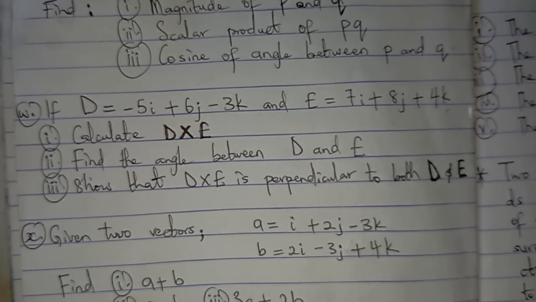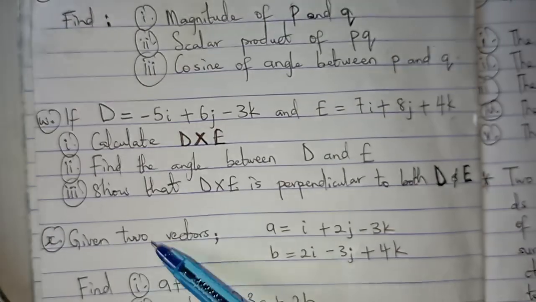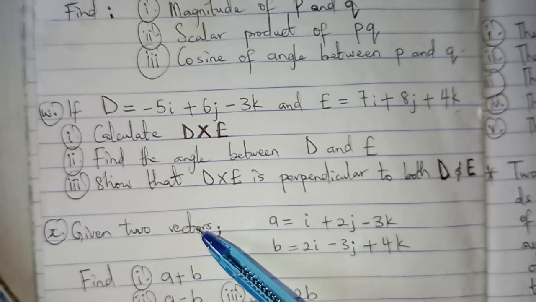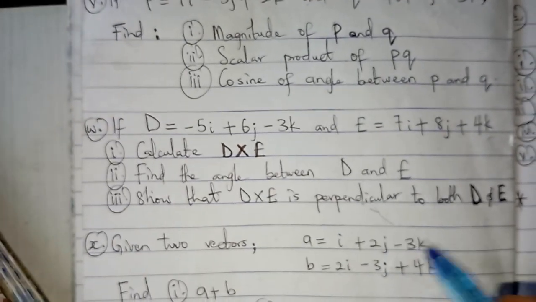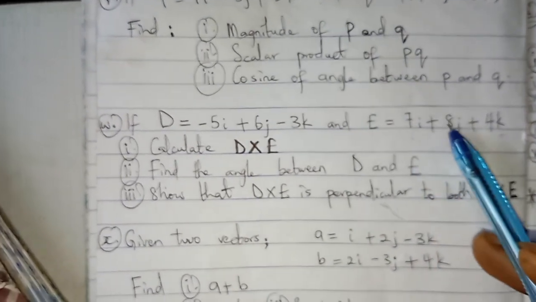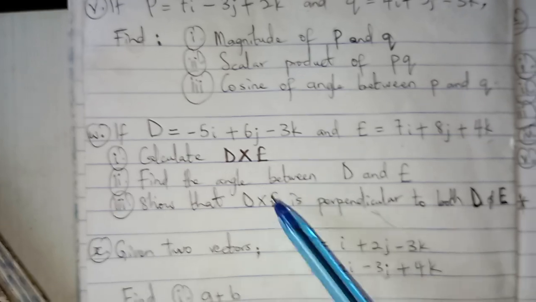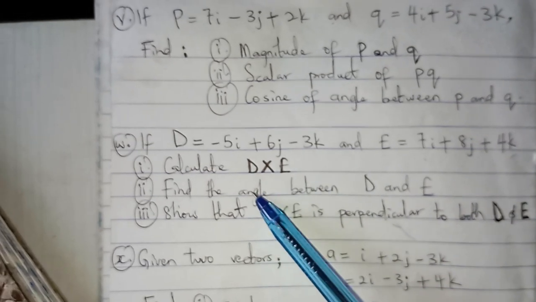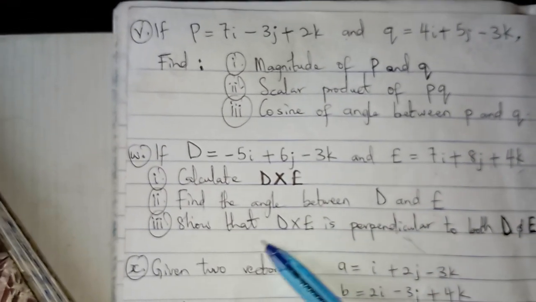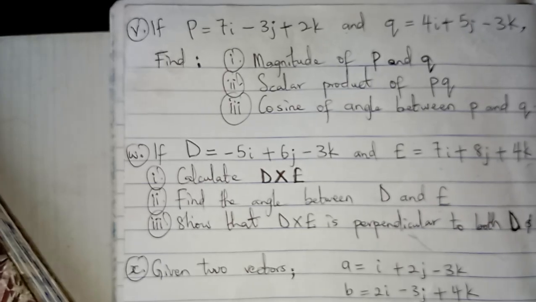The question says, if D equals minus 5i plus 6j minus 3k and E equals 7i plus 8j plus 4k, calculate D cross E. Find the angle between D and E. Show that D cross E is perpendicular to both D and E.